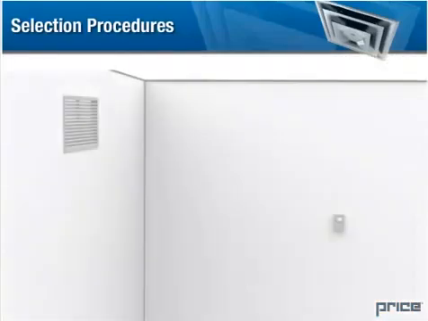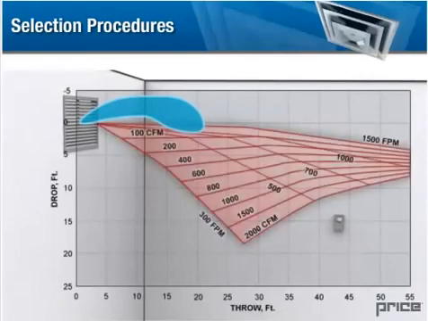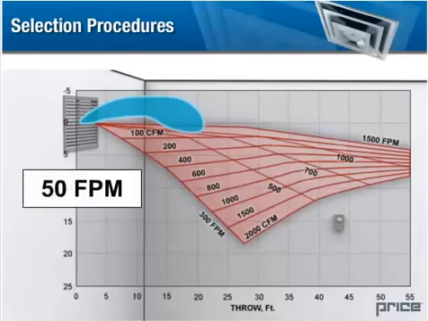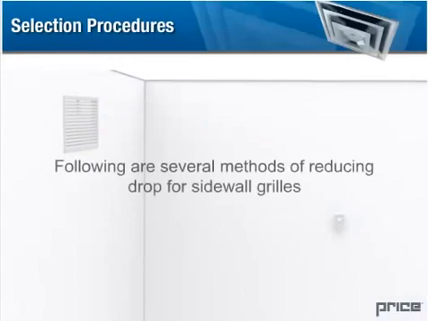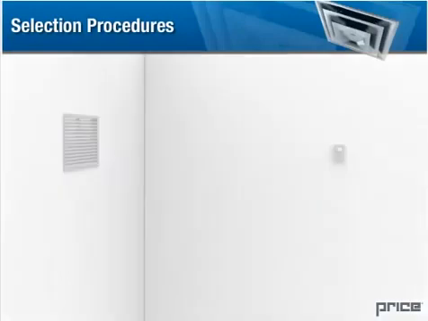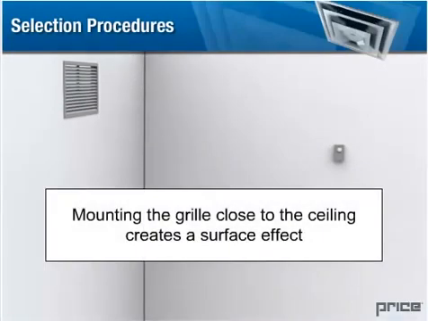Drop. Since a velocity of 50 feet per minute or less is desirable in the occupied zone, drop should be limited to a terminal velocity of 50 feet per minute, 6 feet from the floor. Following are several methods of reducing drop for sidewall grills. 1. Mounting the grill close to the ceiling creates a surface effect and reduces drop.